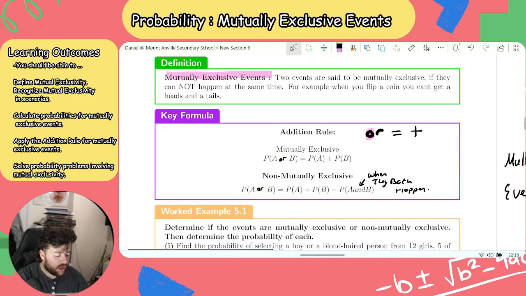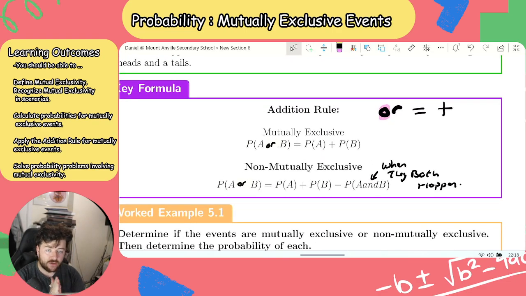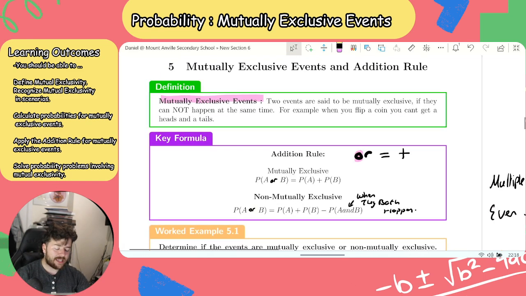And then you need to remember this formula, the addition rule. So for A or B, if they're mutually exclusive, it's the probability of A plus the probability of B. If they're not mutually exclusive, it's the probability of A plus the probability of B minus the probability of them both happening at the same time.